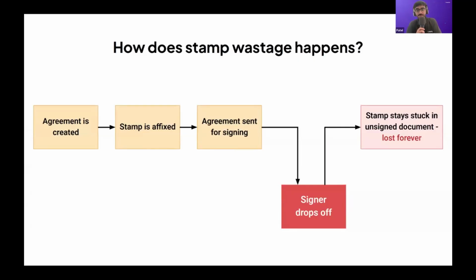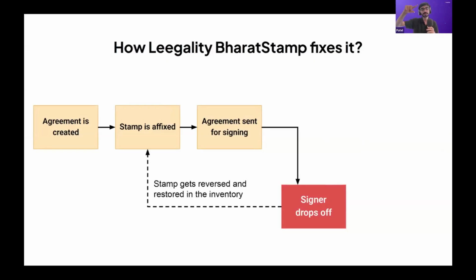But in some stamping systems, what happens is the stamp is consumed upon generation, right? So even if the signer drops off, you still spend on the stamp paper, right? So when building a system, try to ensure that if the signer drops off, the stamp gets put back in the inventory. It's a simple thing to evaluate. It might not always be possible. This is a leakage that happens in some cases.